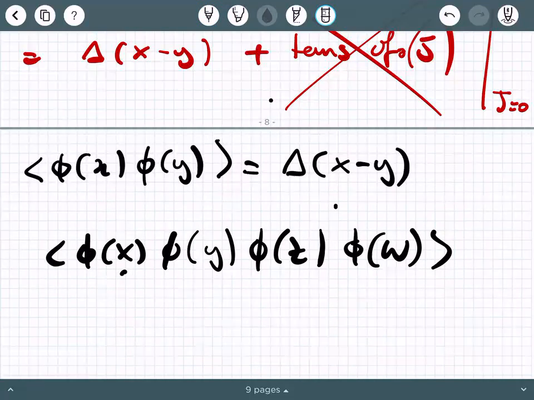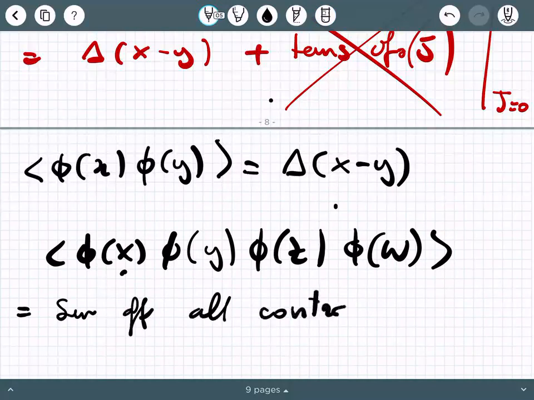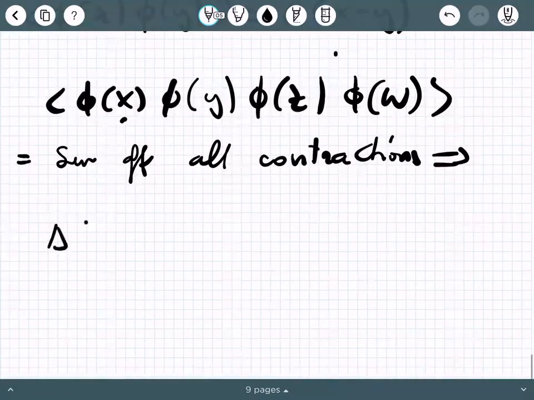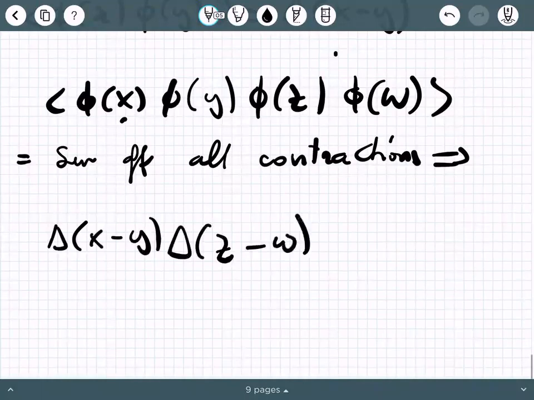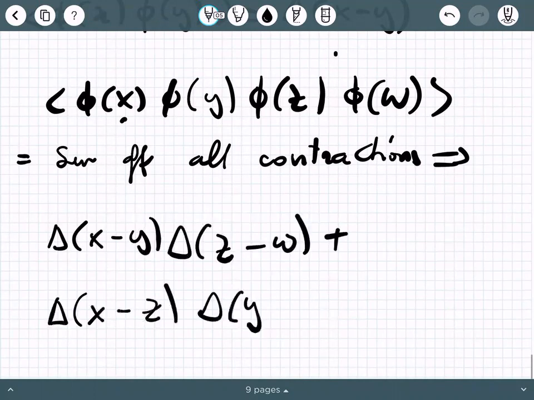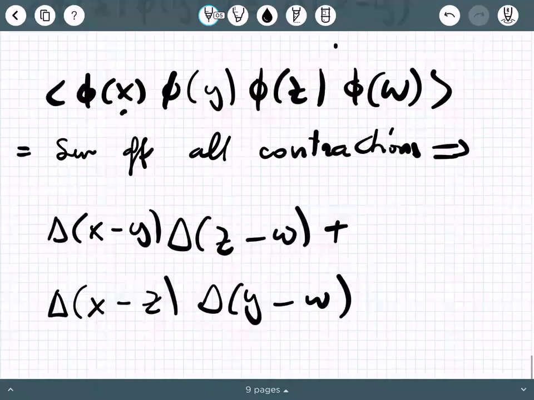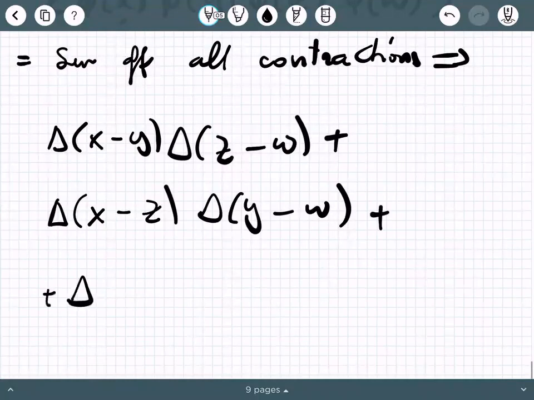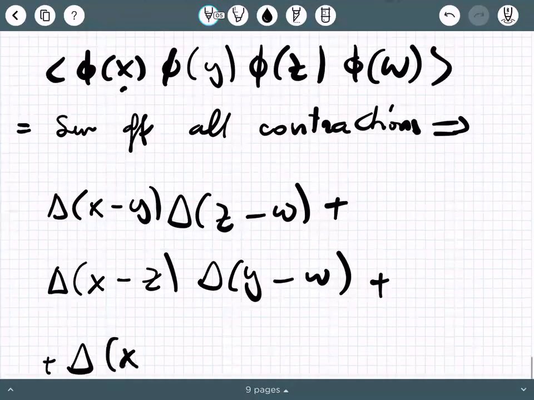So the n-point function is the sum of all contractions, leading to the expression delta x minus y delta z minus w plus delta x minus z delta y minus w plus delta x minus w delta y minus z.